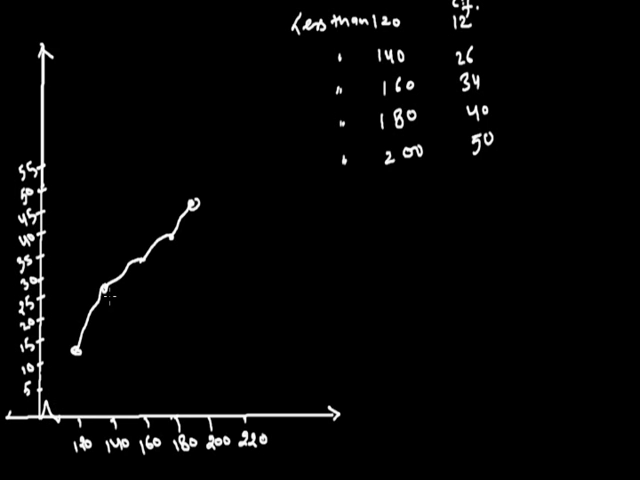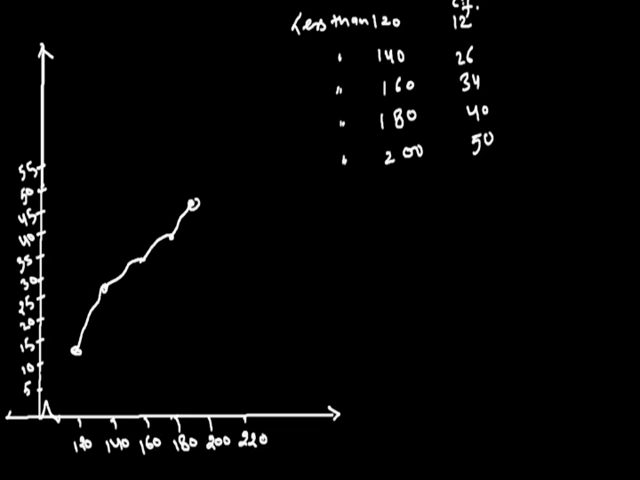Now less than 120 is 12, less than 140 is 26, less than 160 is 34, less than 180 is 40, and less than 200 is 50. Now I have joined this graph. It is continuously increasing. So continuously increasing means it is an ogive curve.